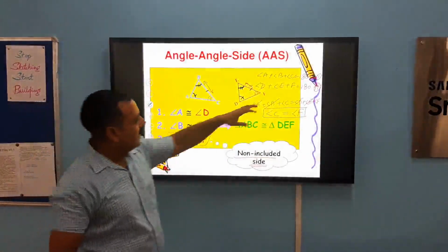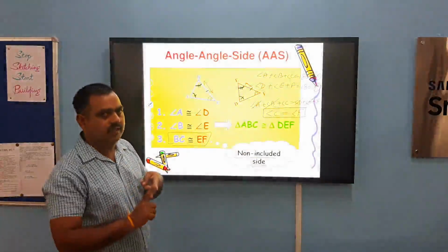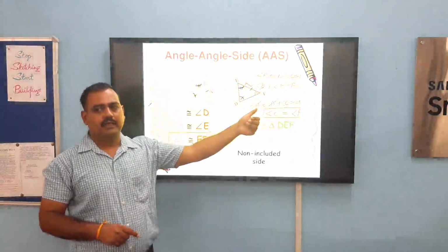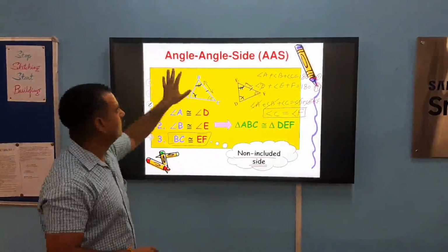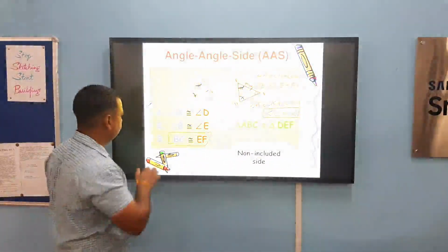So we take this phenomenon that if in any two triangles, two angles are equal, then the third angle is automatically equal to one another. So rather than solving like this, we can use angle, angle, side as a congruency postulate.